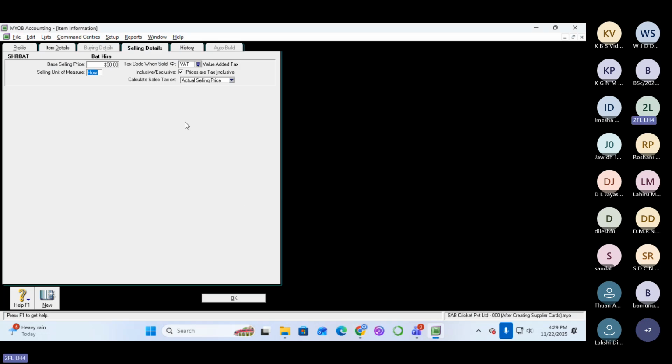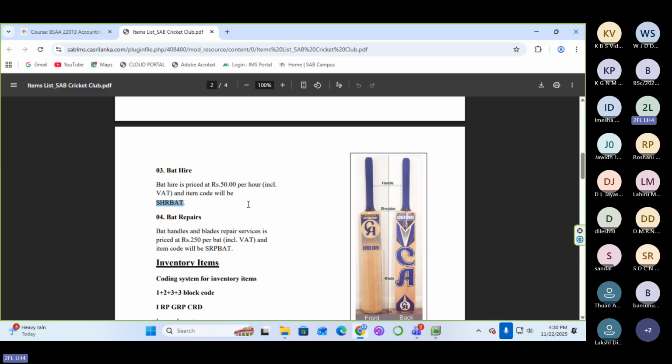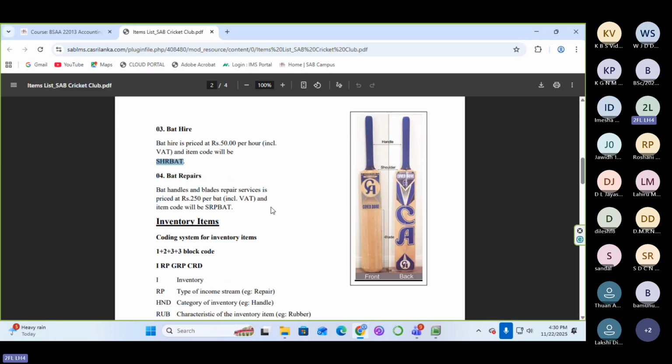Right? VAT inclusive, 50 rupees per hour. Selling unit of measure is hourly. Right? Is that clear? Click OK. So you have that hire income item as well.